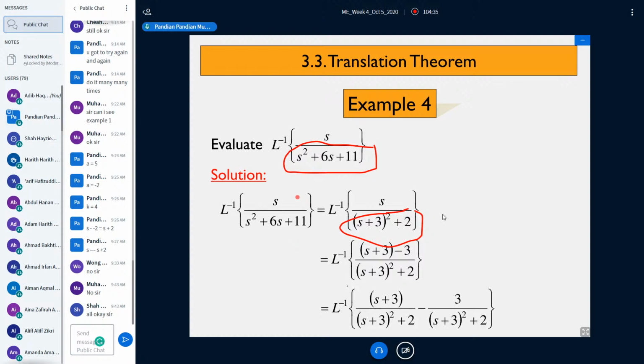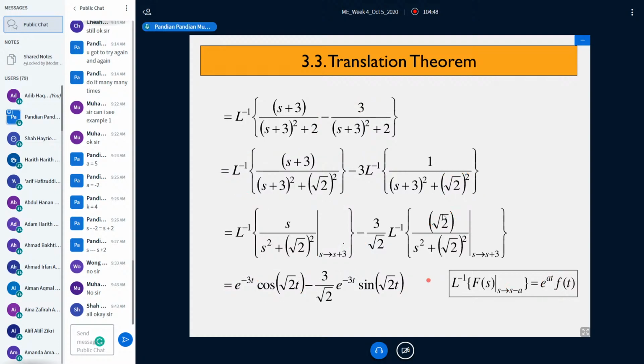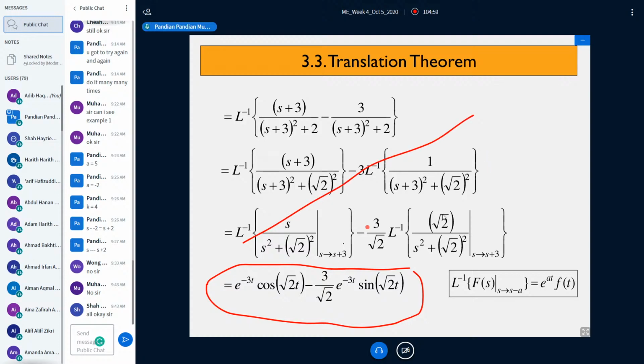So you have to observe carefully how to maneuver this, in which way we want to bring this. At the end of the day, class, you must get this answer. Now you may say, I want to do my own style, I don't want to follow this. Can you get this answer? Yes. If you get this answer, you get 10 over 10.